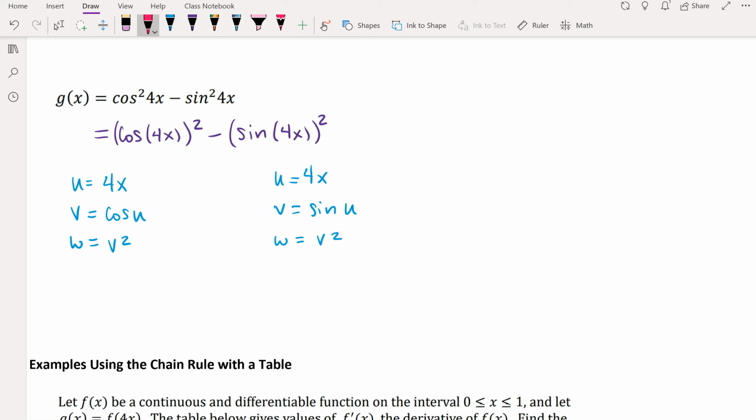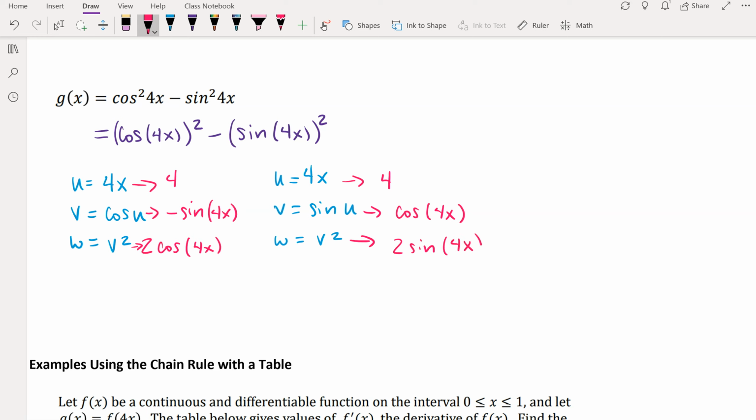All right, and then I'm just going to go ahead and do these derivatives very quickly. So we have 4, negative sine of u, which is 4x. And then we have 2 cosine of 4x. And I'm plugging back in as I go, which I don't know if I would encourage y'all to do that. Not quite yet. Okay, derivative of sine, that would be cosine of 4x. And then v squared would be 2 sine of 4x.